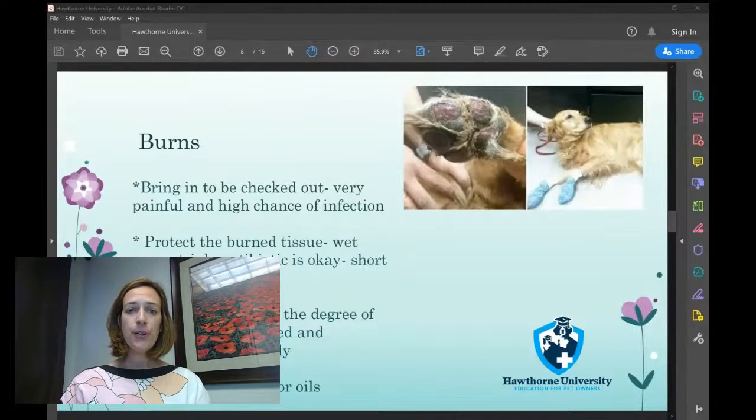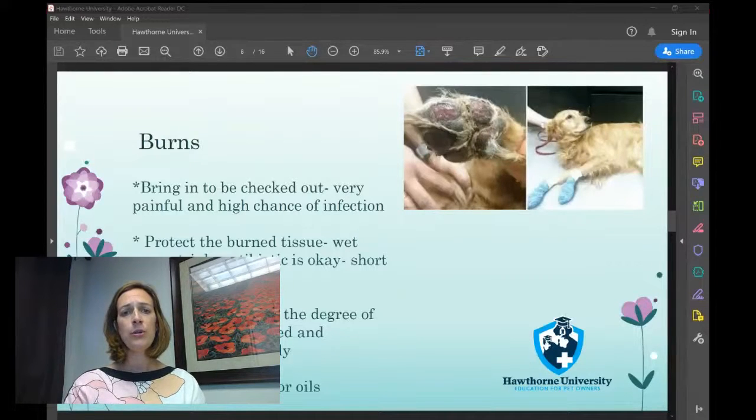Healing does depend on the degree of burn. So how many layers are affected, how much of the body is affected, and where on the body. Paw pads are obviously going to be more painful and a little bit longer in recovery than just on our skin because our dogs walk on them so much.